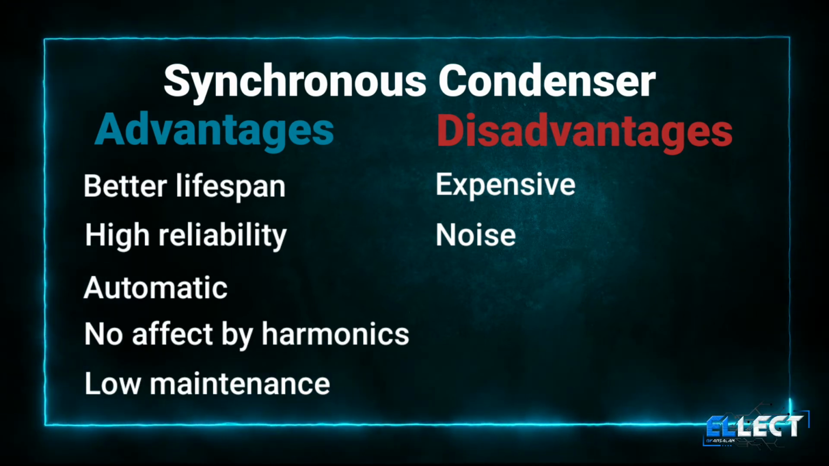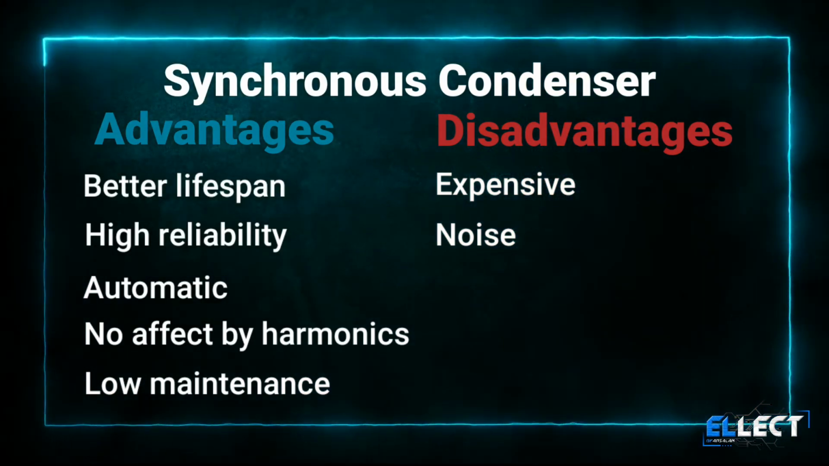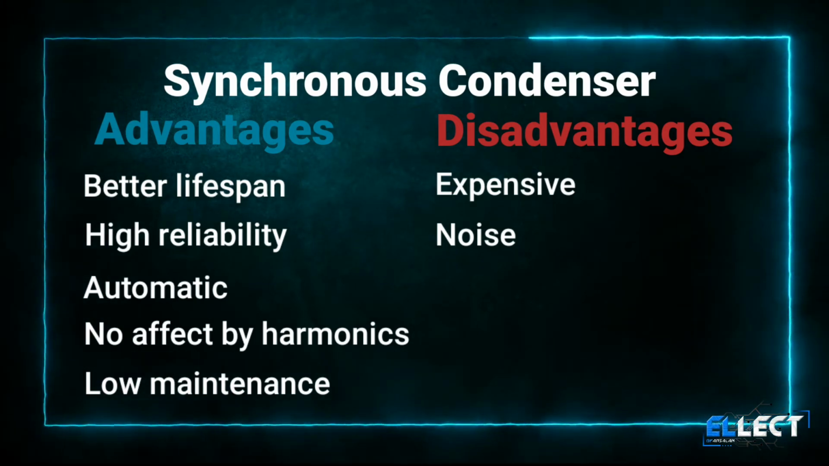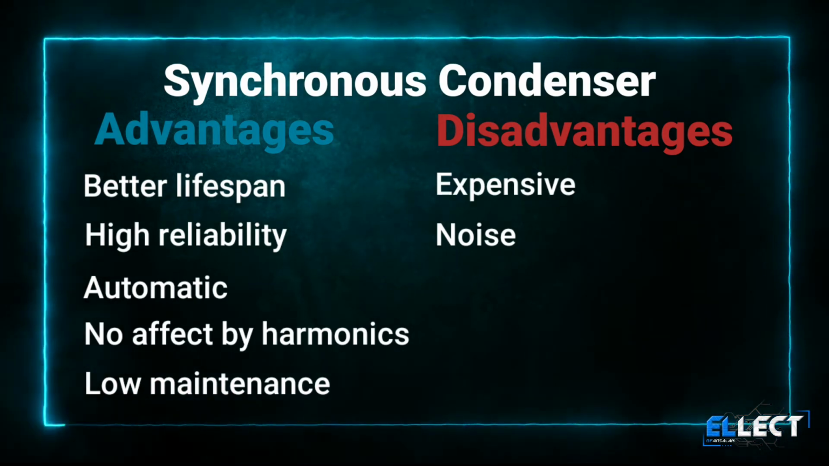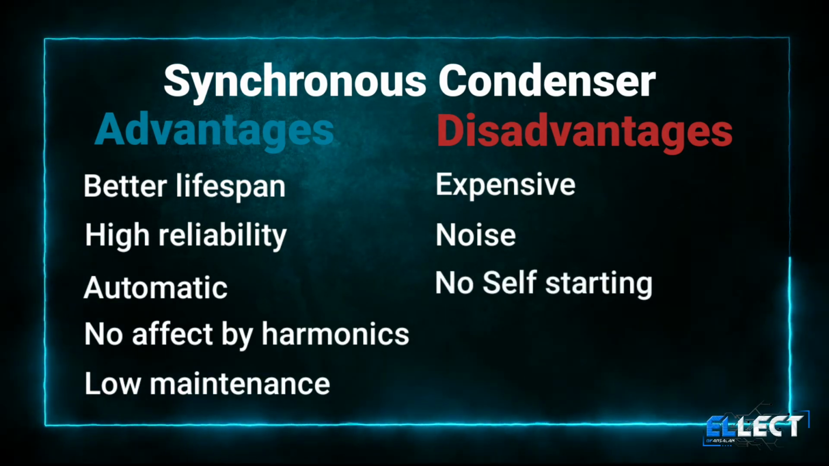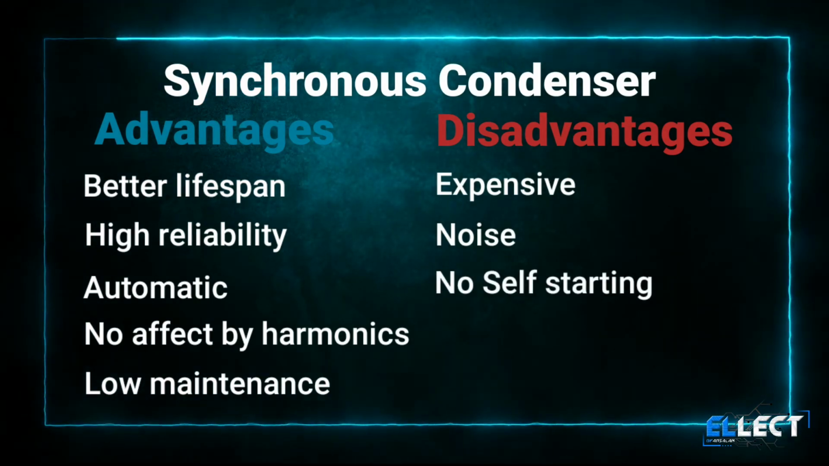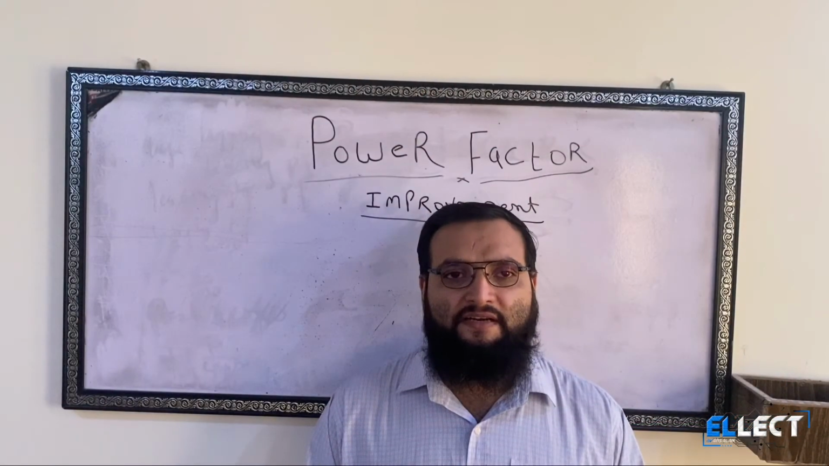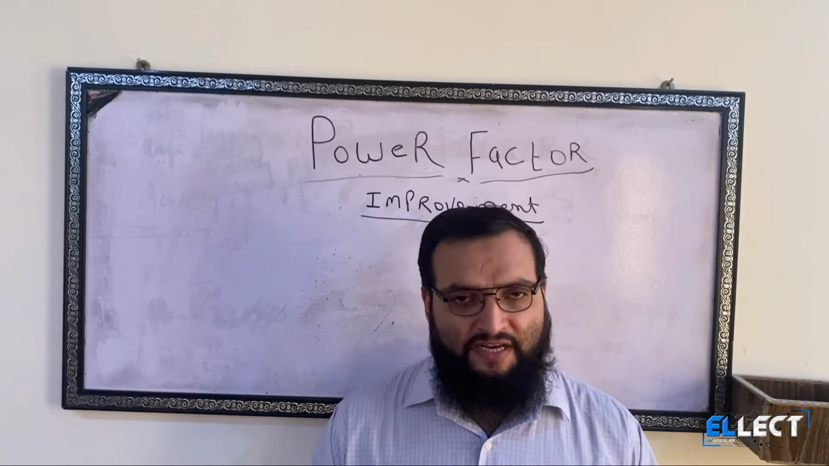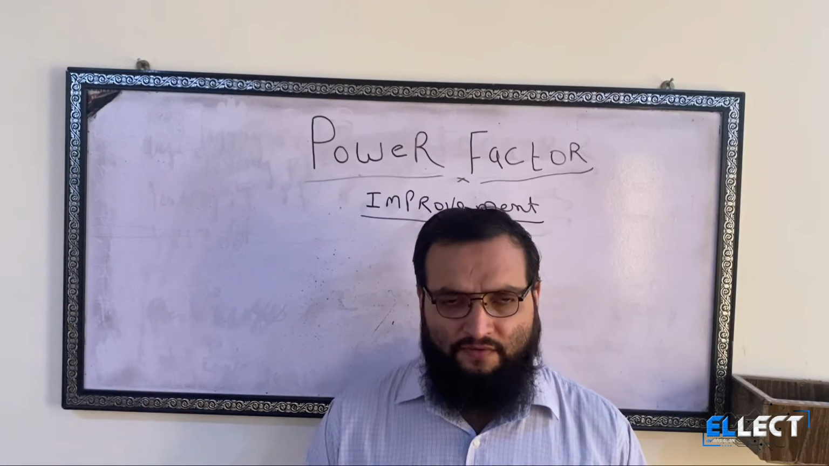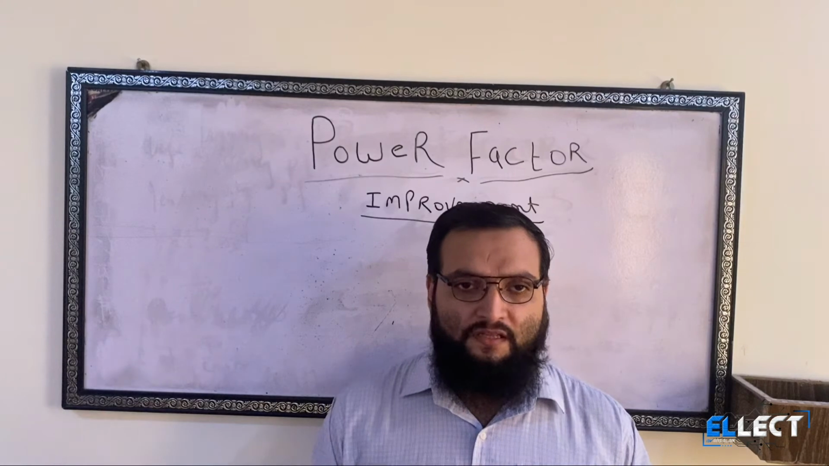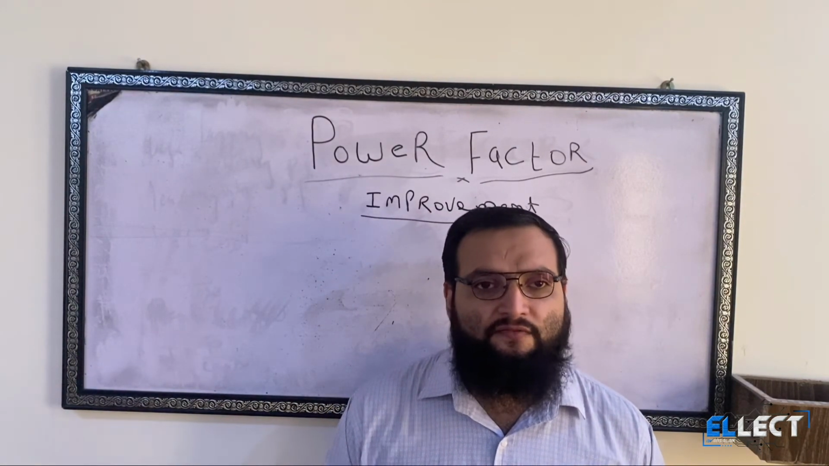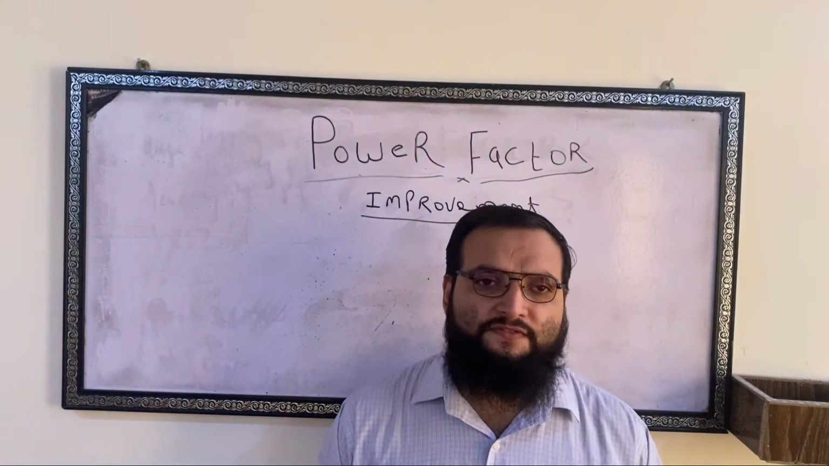And an auxiliary device is needed with the synchronous motor, because we know that it is not self-starting, so self-starting torque is not available, and dampers are required to start the synchronous motor. Self-starting torque is not there, so starting torque must be generated by an auxiliary device. That is the main disadvantage of the synchronous condenser.